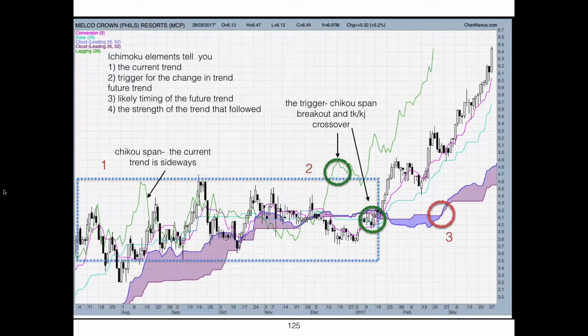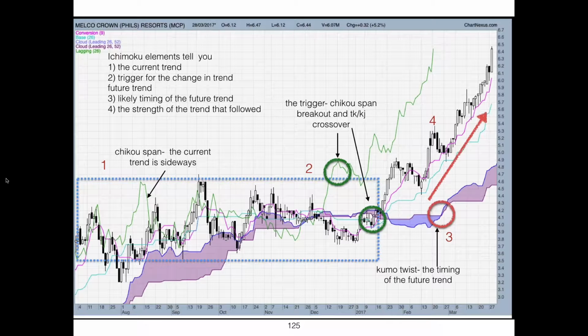Third, the likely timing of the future trend is shown by the Kumo twist. It also gave you the timing. If you look below, you would know that the timing for that uptrend is in late February. Fourth, the strength of the trend that followed is indicated by the Tenkan-sen and the Kijun-sen support line.